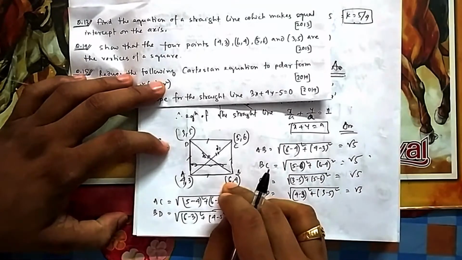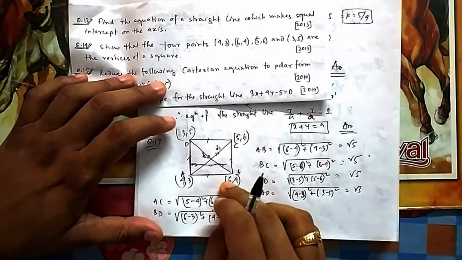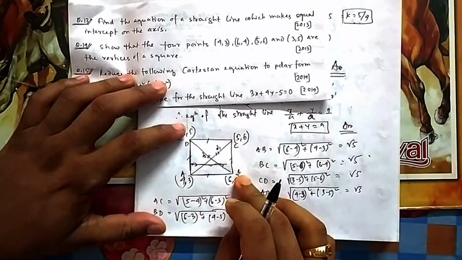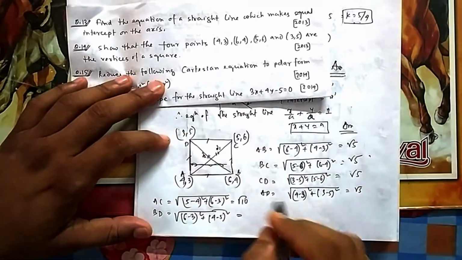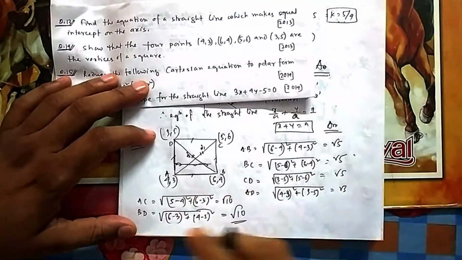Suppose if you are taking this one x1, then you take this one y1 also: x1, y1, x2, y2. Don't take this minus this, then again this minus this. So make your habit clear here. Make it a good habit, so that in other cases you don't face any problem.